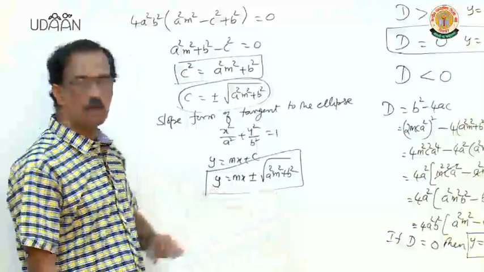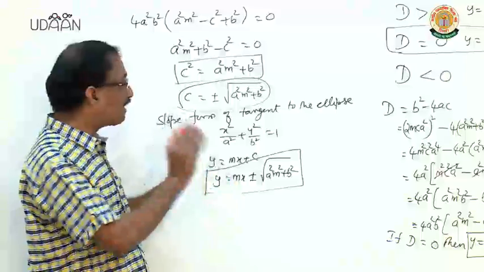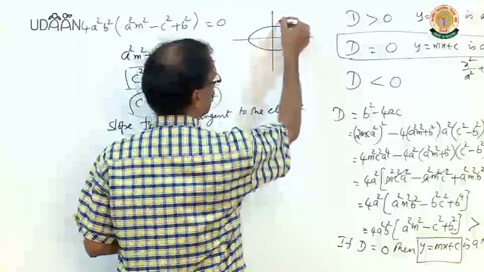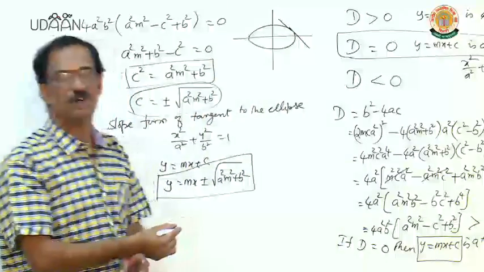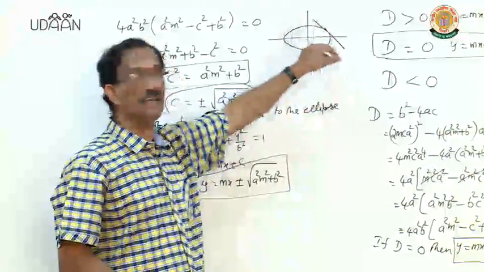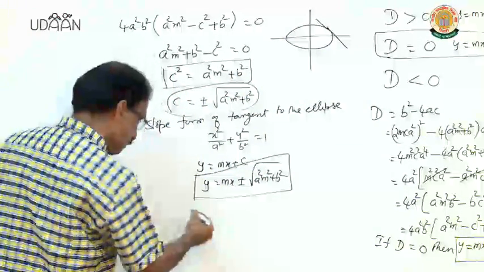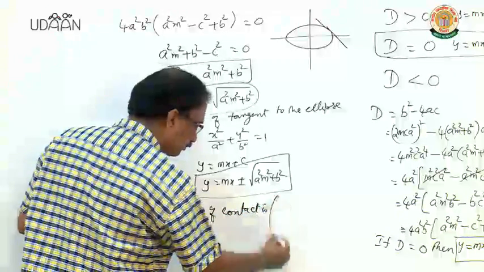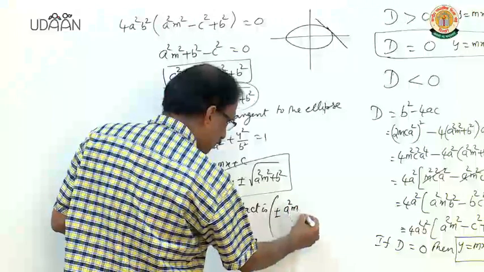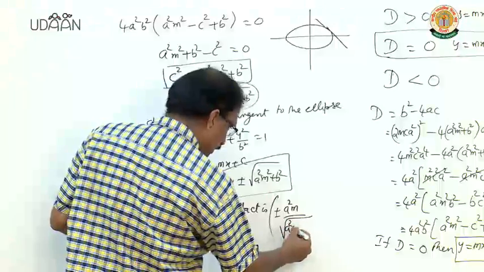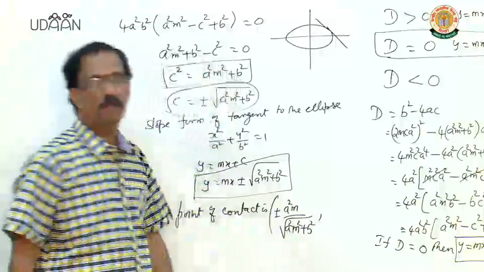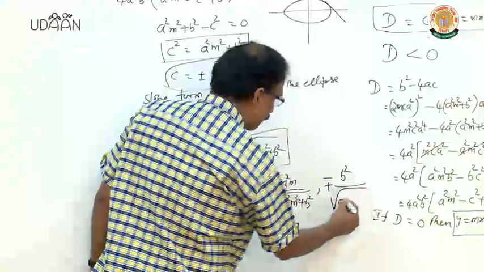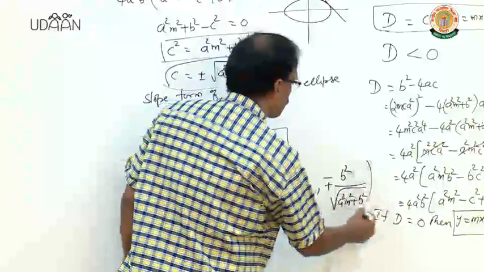Now, when we get this equation of a tangent, then we will find where it touches. So, you have the ellipse as this one. Now, it is a tangent. What is the point of contact? So, this is your tangent to this ellipse. For this, the point of contact is plus minus a squared m by root of a square m square plus b square, comma, minus plus b squared by root of a square m square plus b square. This is the point of contact.